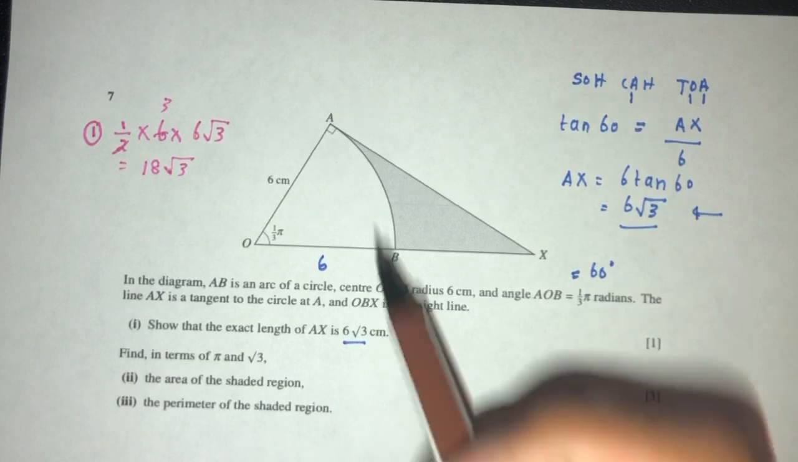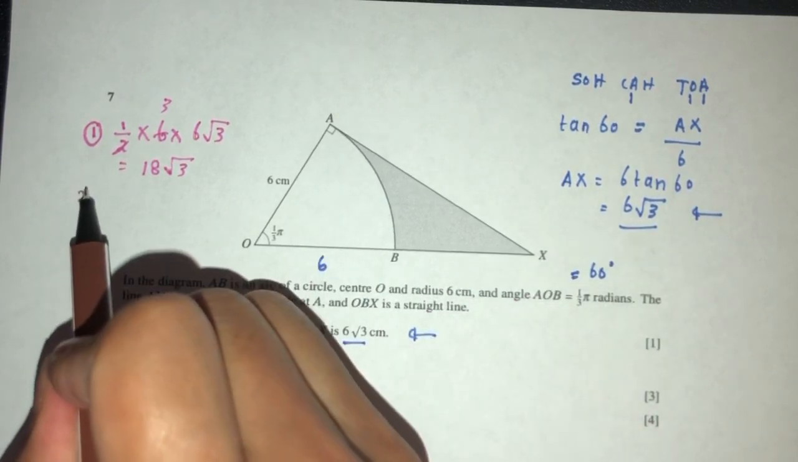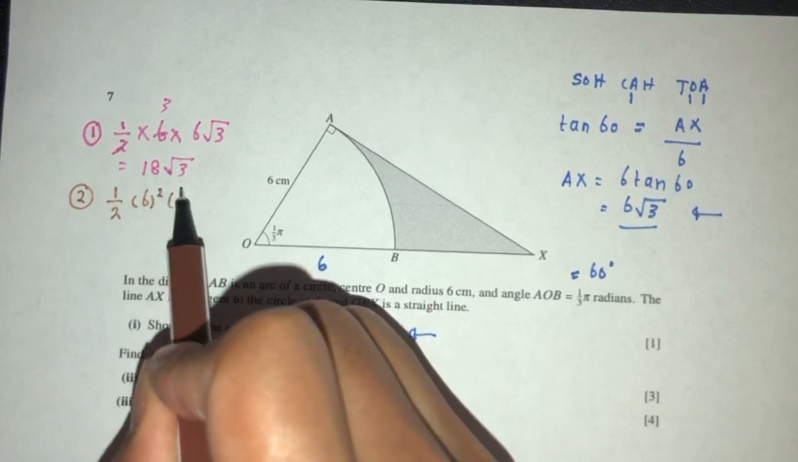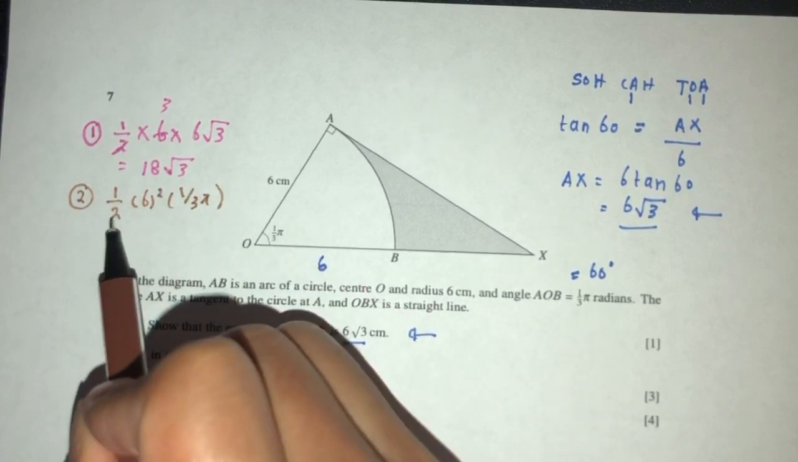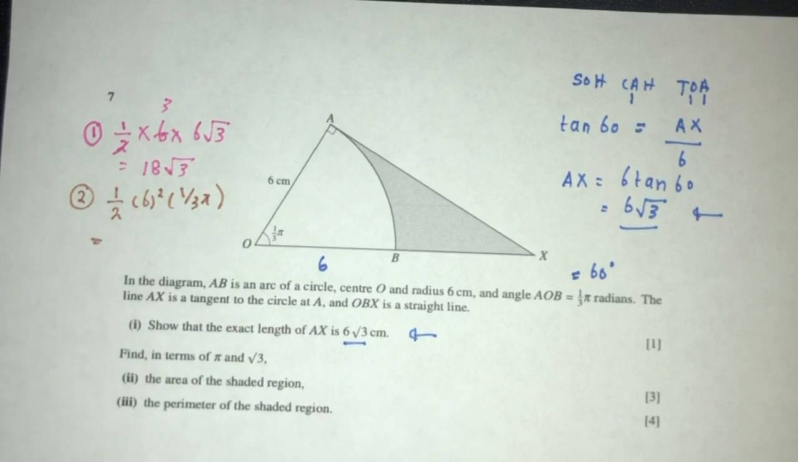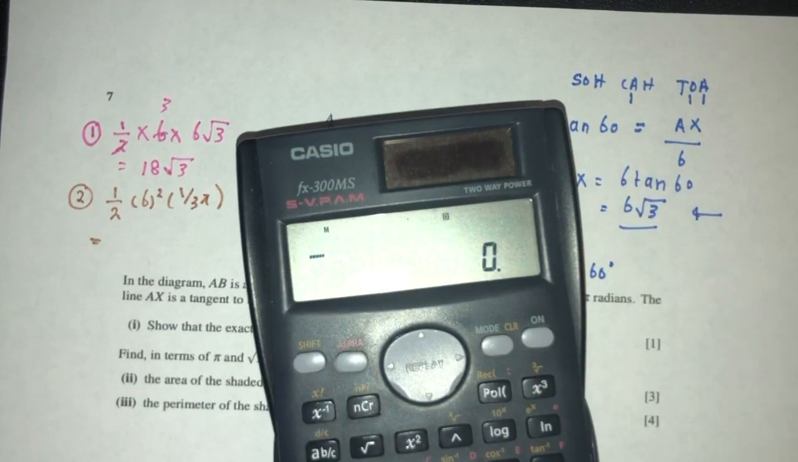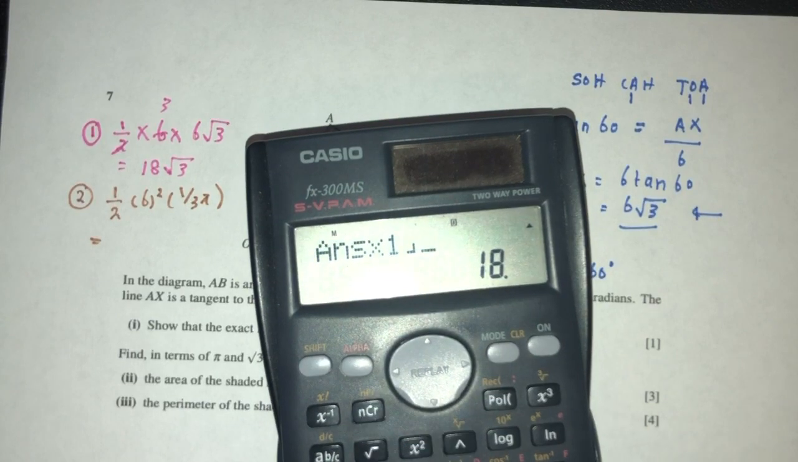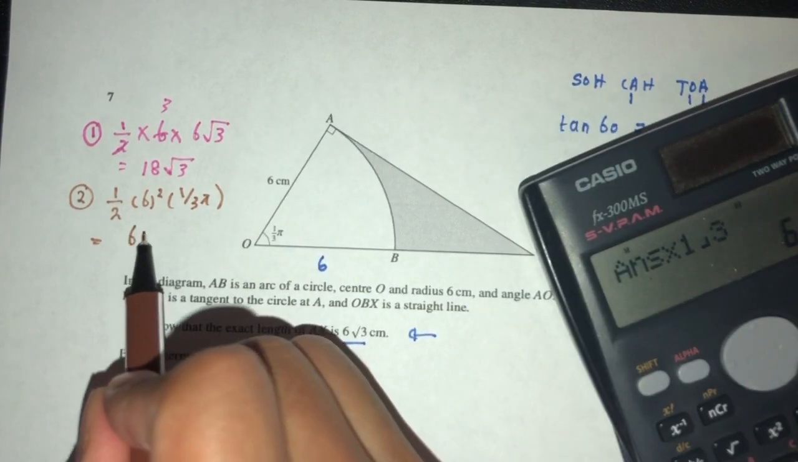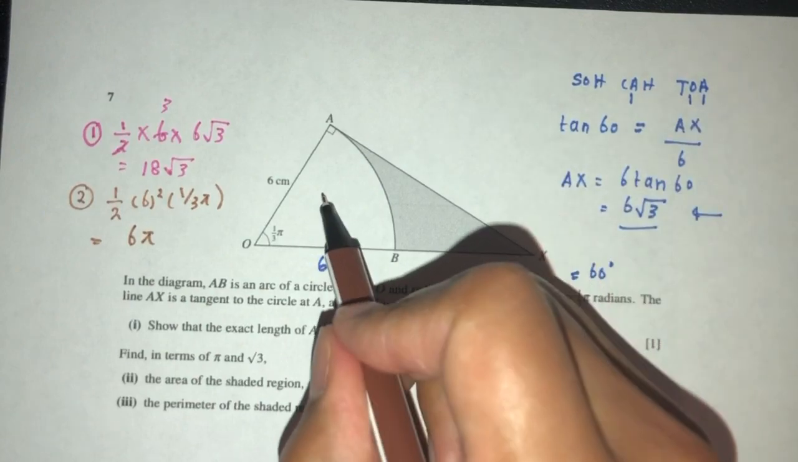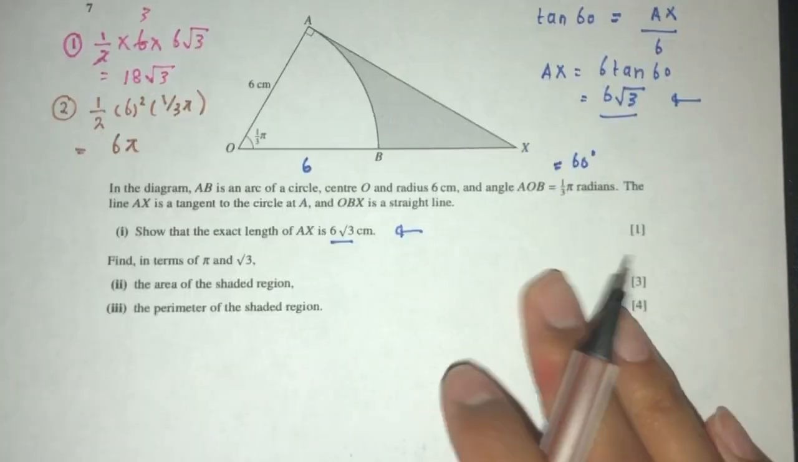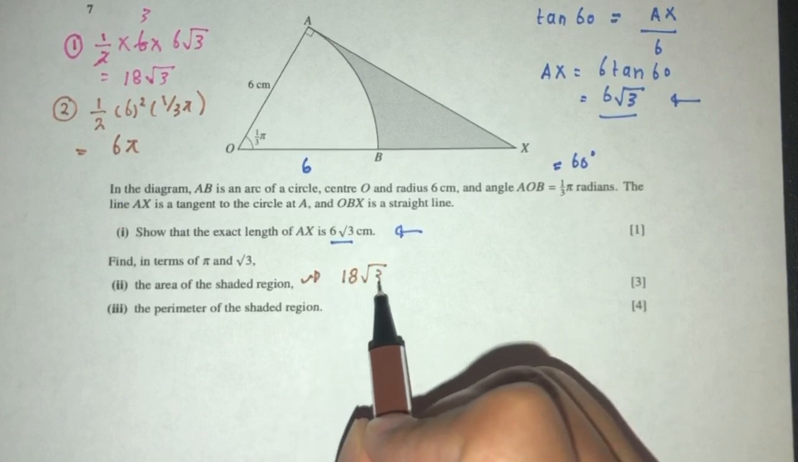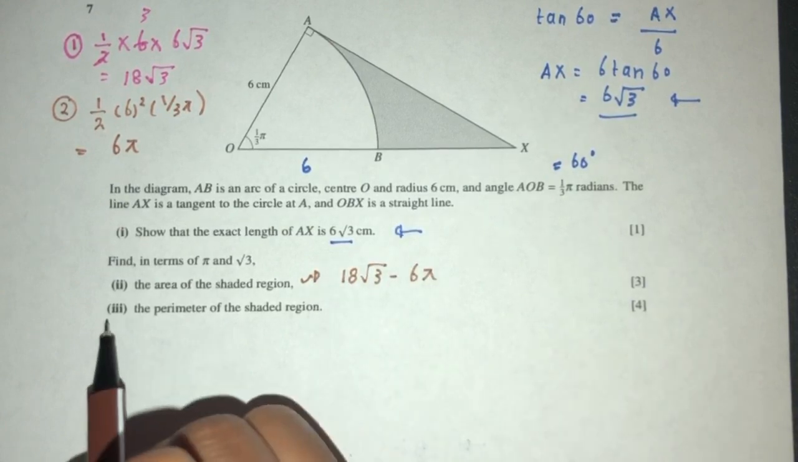Now finally, we have to minus this one. This is the area of sector, which is half r square theta. Theta is 1/3 pi. So half times 6 square, so 6 square is 36. Half times 36 will be 18 times 1/3 pi. That will be 6 pi. Now that will be 6 pi, and the whole thing is this. So finally the area obviously will be the whole thing, 18√3 minus 6 pi.